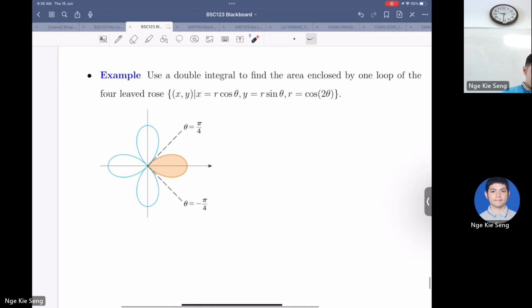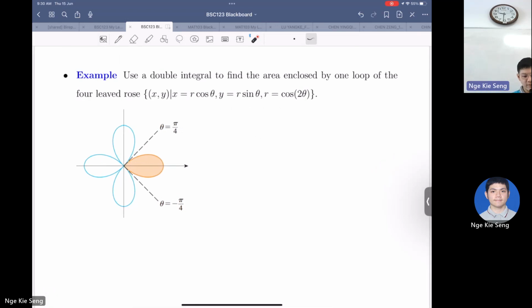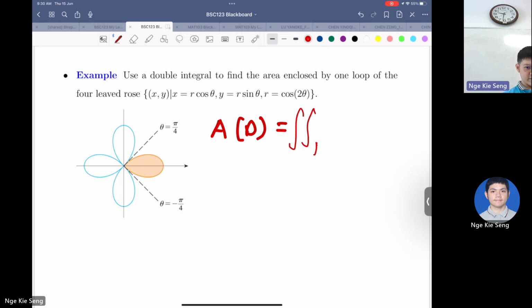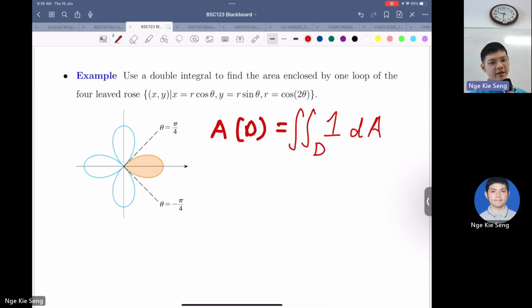In this example, use a double integral to find the area enclosed by a loop of the four-leaf rose. You want to find area. How do you use a double integral to find area, as we did just now? You need to integrate over the function 1. So in this case, what's the domain? What's the shaded region here?